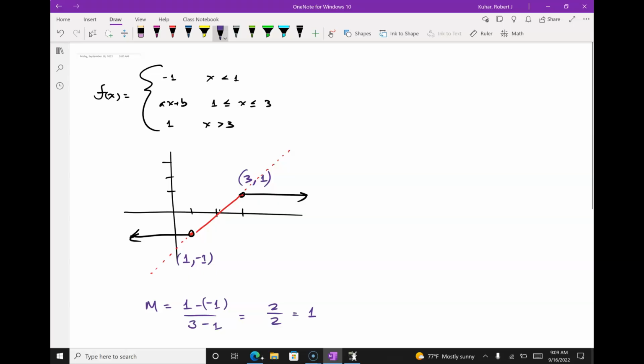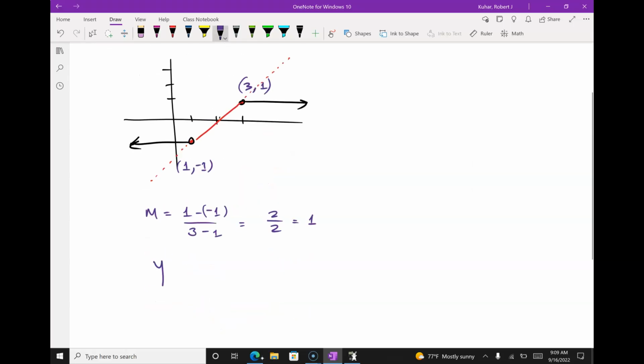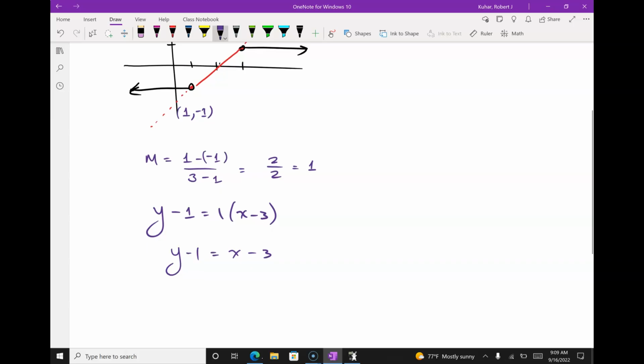I still need to find the b value, right? So y minus 1 equals 1 times x minus 3. I'm just picking the point that I feel is easier for me to deal with. So I pick 3 comma 1. And I get y equals x minus 2. So that's that middle function. Is that making sense?